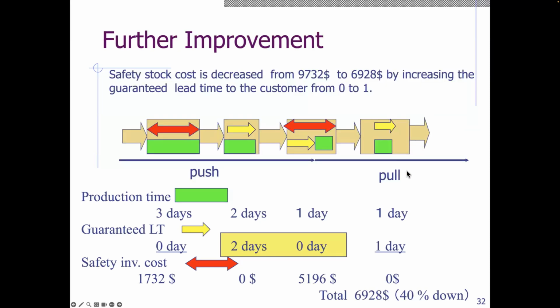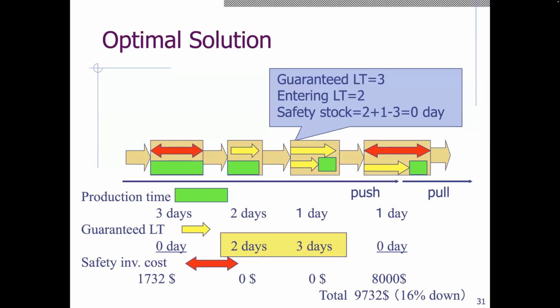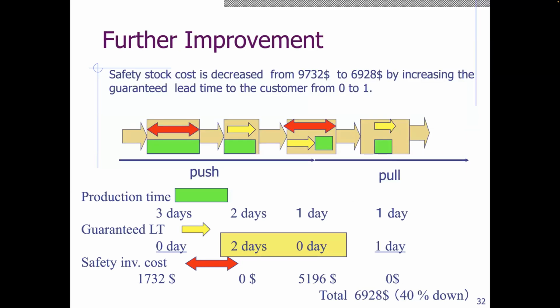If we relax the guaranteed LT to the customer from 0 to 1, we can save more money. The optimal inventory cost becomes $6,928. We could save about 40% from the base model. The pull-push boundary moves to the upstream point, from the retailer to the wholesaler. The wholesaler and the retailer produce to order, while the parts maker and the plant produce to stock.